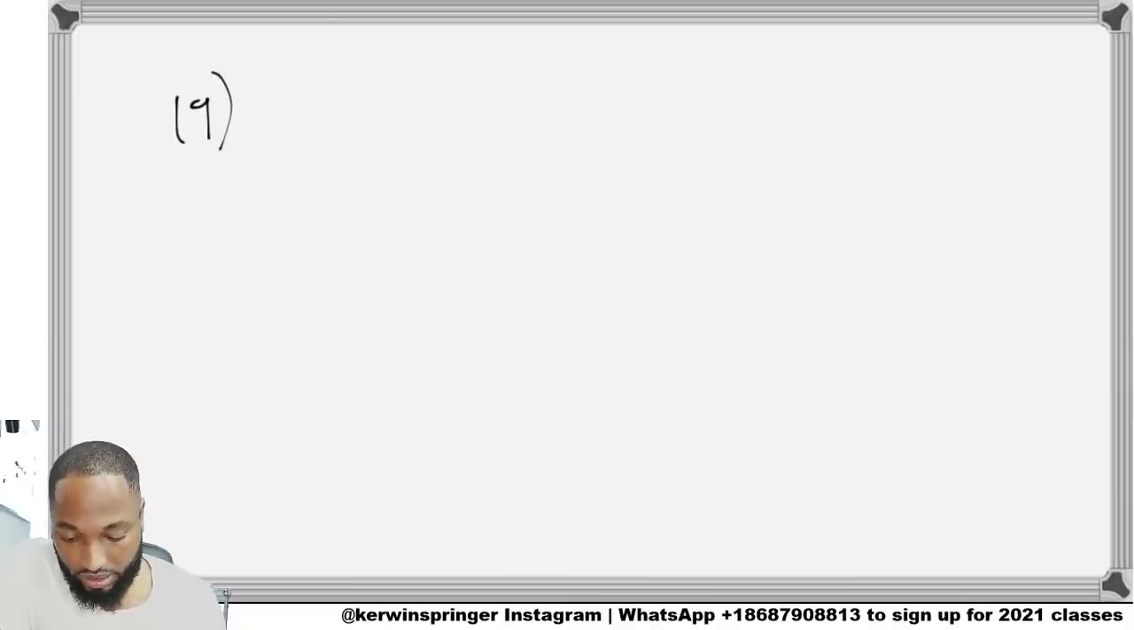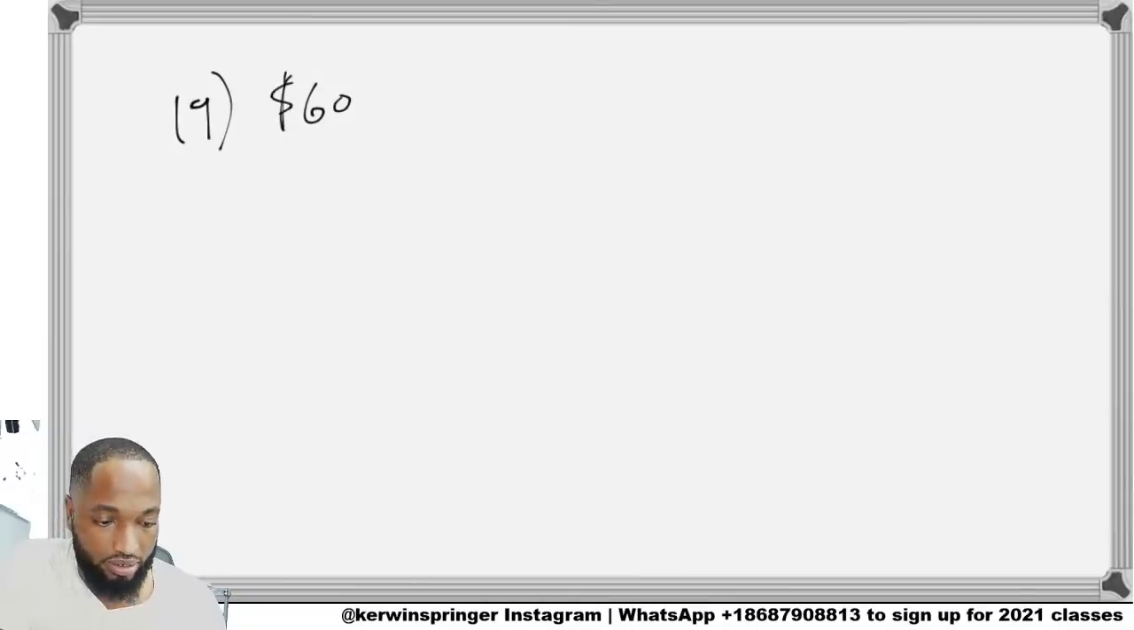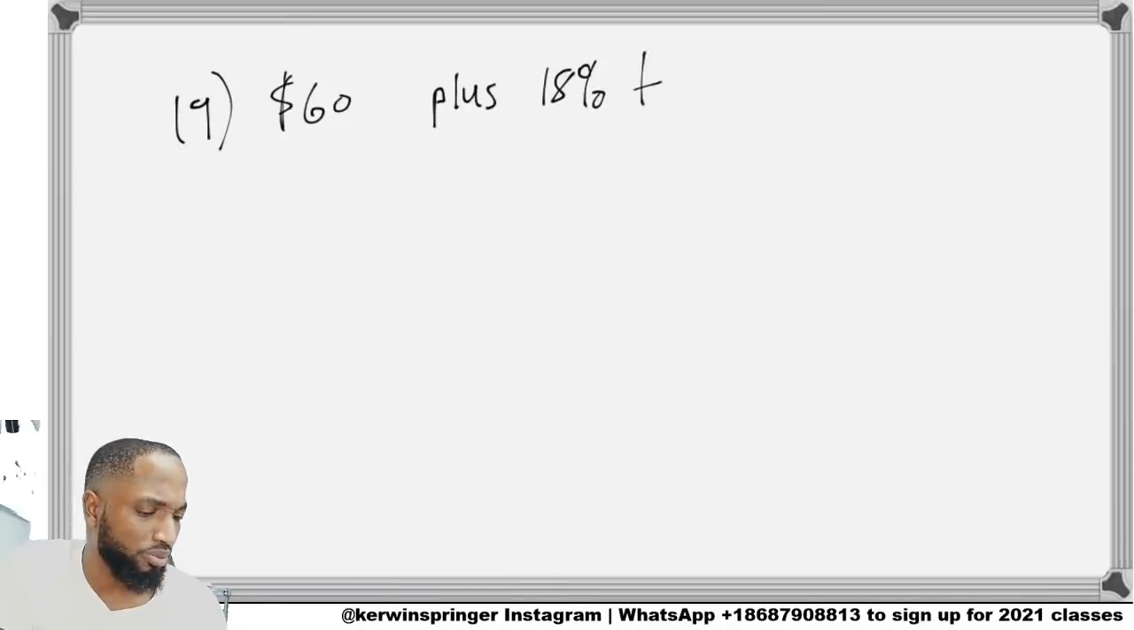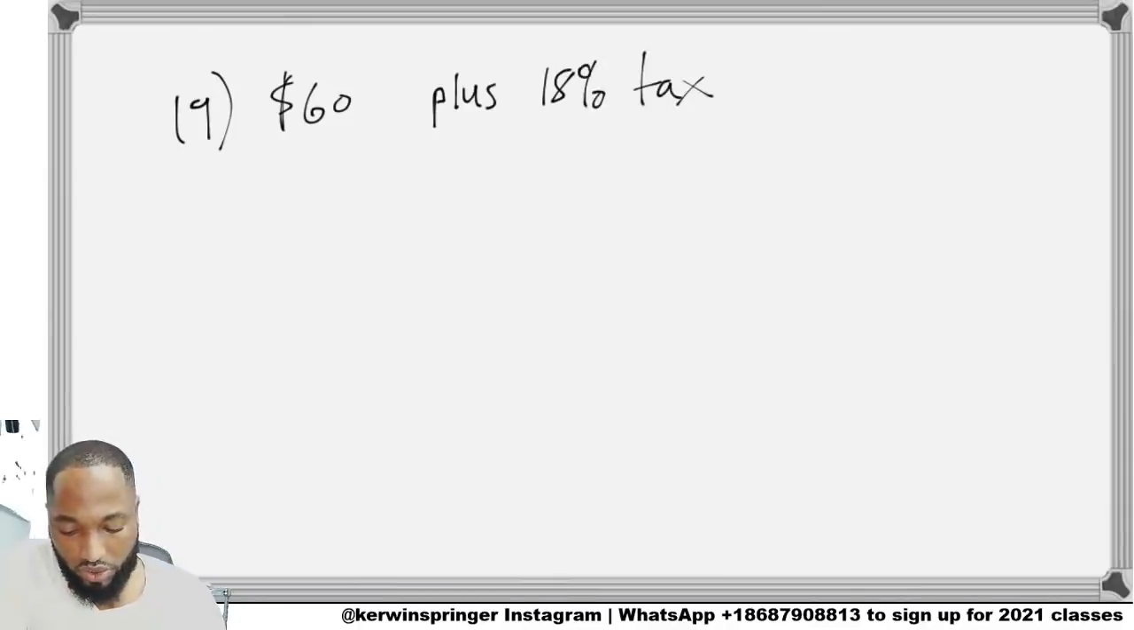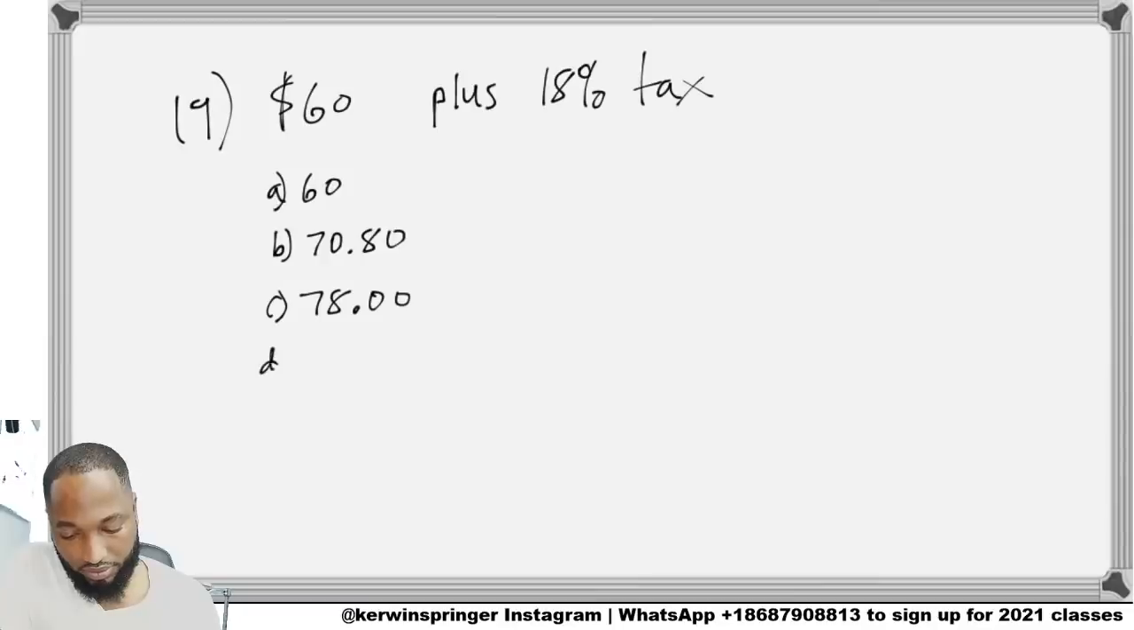Come back to that. A dinner at a restaurant was advertised at $60 for the dinner, plus 18% tax. These consumer arithmetic questions are a little vague. What's the total bill? These are the options: 60, 70, 80, $78, 81.60.